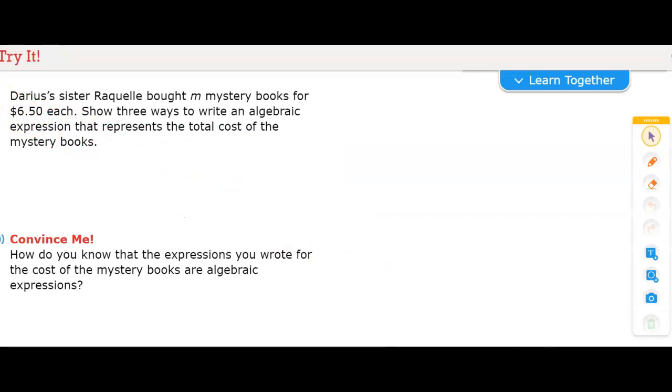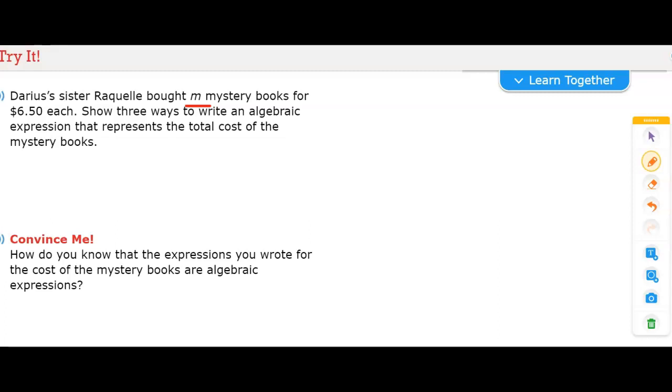Darius's sister Raquel bought M mystery books for $6.50 each. Show 3 ways to write an algebraic expression that represents the total cost of the mystery books. We know from the example that the variables represent unknowns. So we don't know how many mystery books Raquel bought, but we know that they were $6.50 each. So they're asking us to show 3 ways to write the algebraic expression.